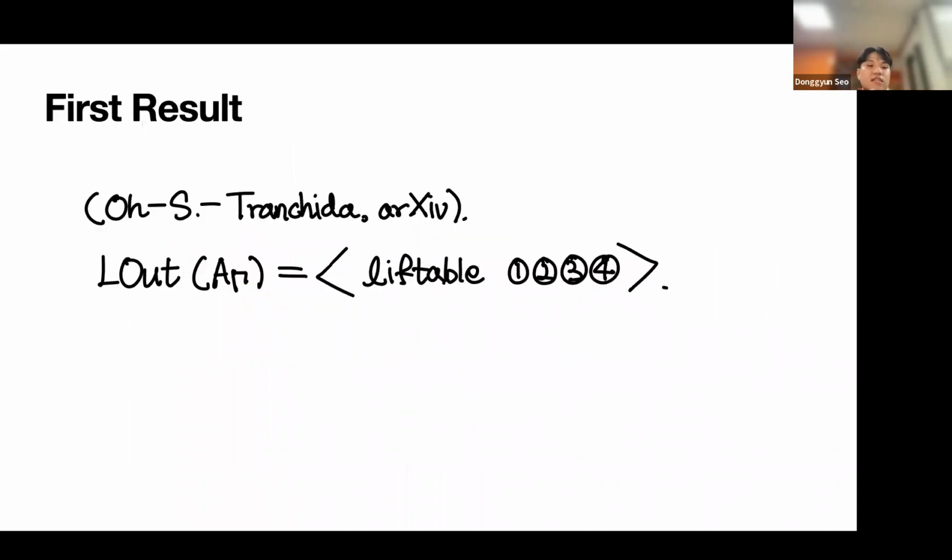Then the first result is that the liftable automorphism group is also generated by the four kinds of automorphisms, but automorphisms which are liftable.